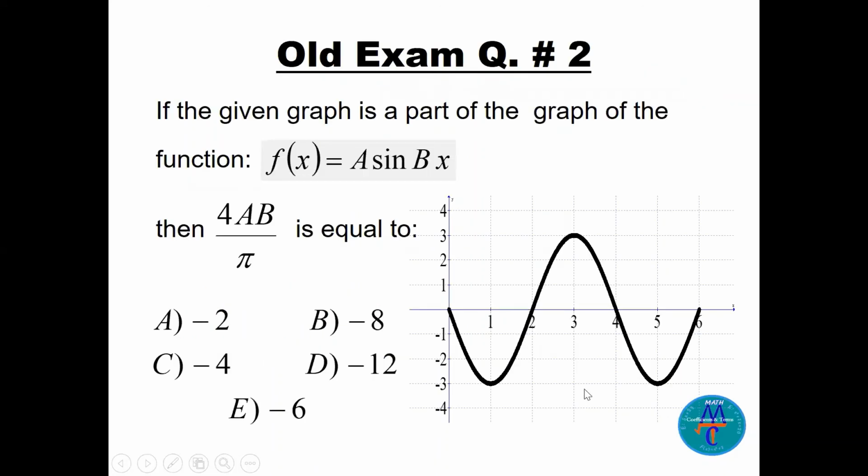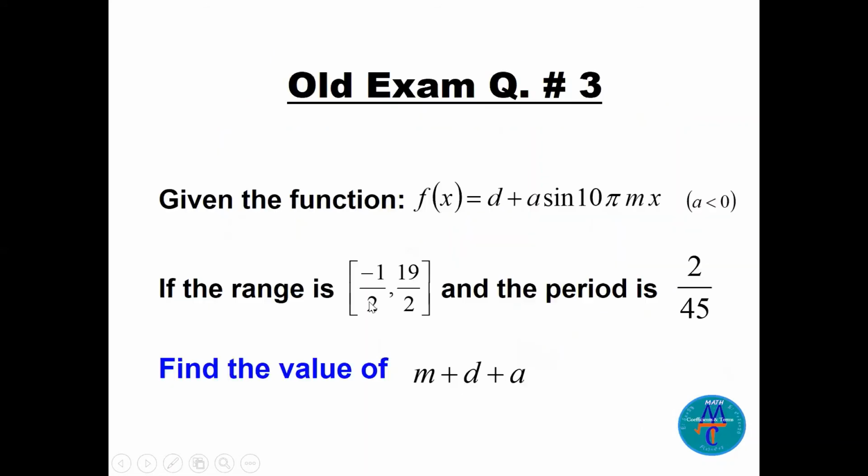Another one: we have the graph of the sine, and we call it a sine bx. Find 4ab divided by pi. This is multiple choice. We did similar to this. This is d plus a sine 10 pi mx, a is less than 0, the range is minus 1 over 2 to 19 over 2, and the period is 2 over 45. Let's find m plus d plus a. So we have to find m plus d plus a.